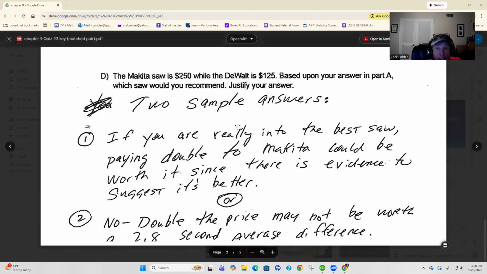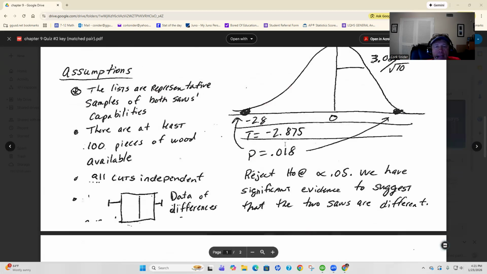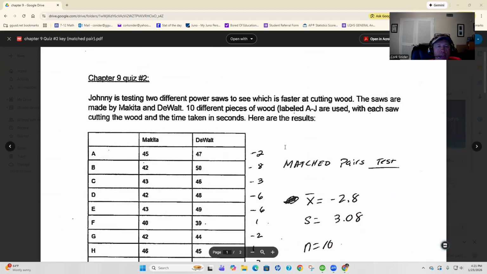One, if you're really into the best saw, paying double the amount to Makita could be worth it since there's evidence to suggest it's better. Or no, double the price may not be worth a 2.8-second average difference, right? May not be worth it. Either one doesn't make any difference, but you have to reference something in the data. Okay, so that is the chapter 9, quiz 2 on matched pairs. I hope that helps.